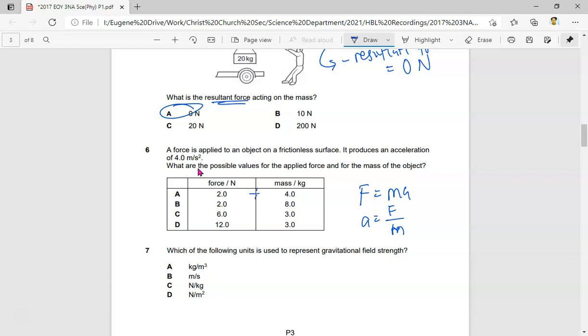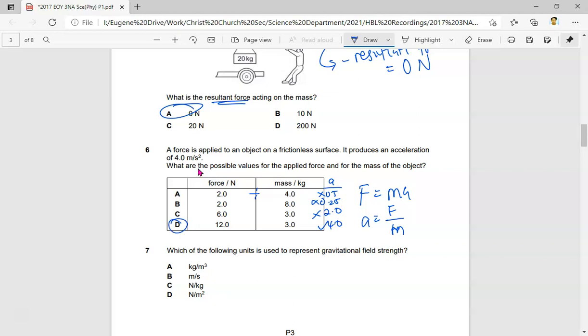So this 2 divided by 4, I will actually get 0.5. Let me write a column here. A will actually be 0.5. Therefore, this is wrong. 2 divided by 8, I get 0.25. Wrong. 6 divided by 3, the answer will be 2.0. Wrong. 12 divided by 3, I get 4.0. Yes, so D is the correct answer.